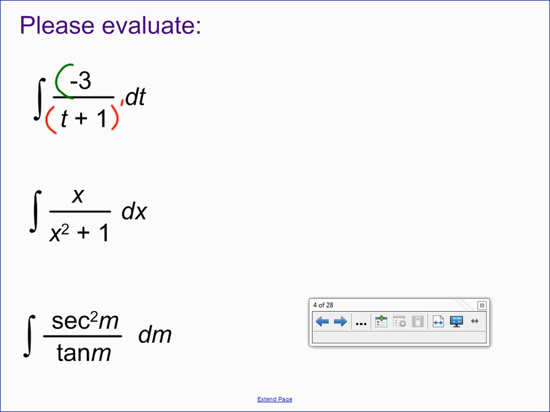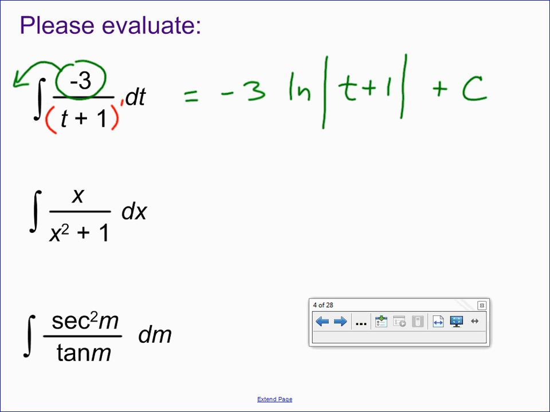I'll grab onto this constant, kick it out front so I don't trip on it. That's just a constant multiplier. It's going to stay around for the party. And rewrite this as negative 3 natural log of absolute value of t plus 1 instead of x, close bars, plus c. That's it. So natural log is an antiderivative rule.